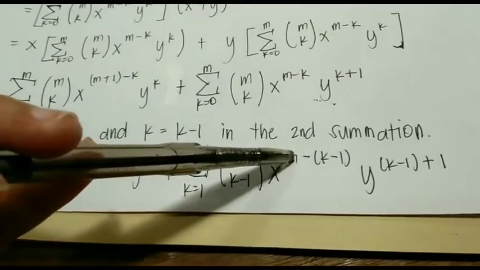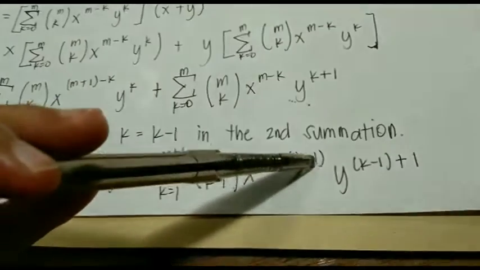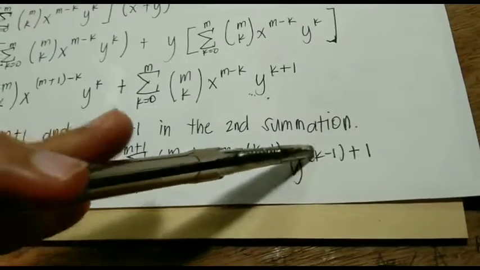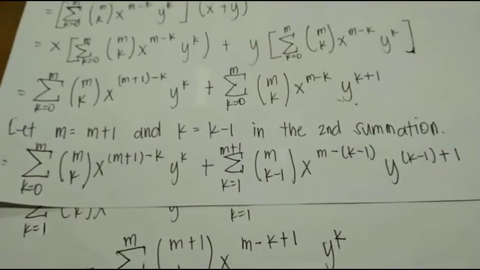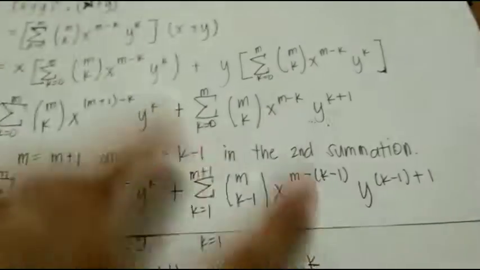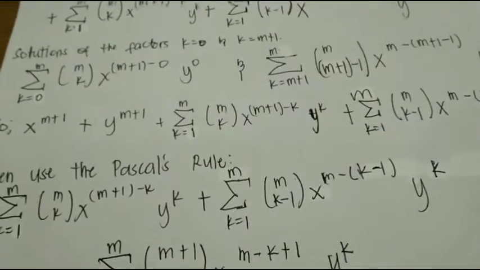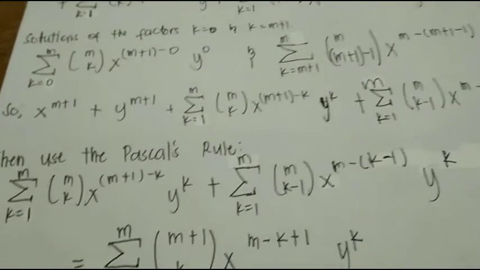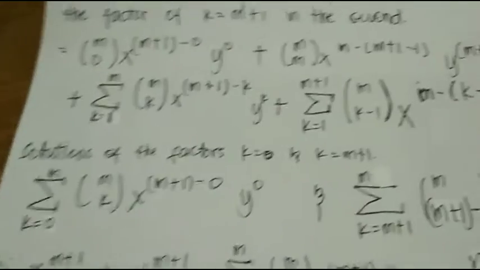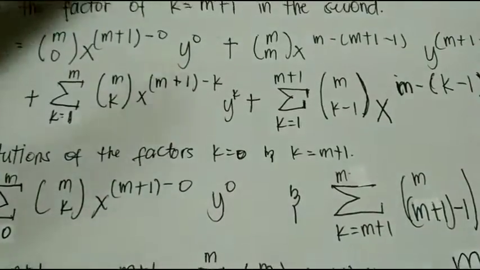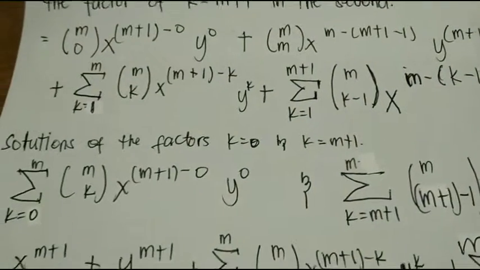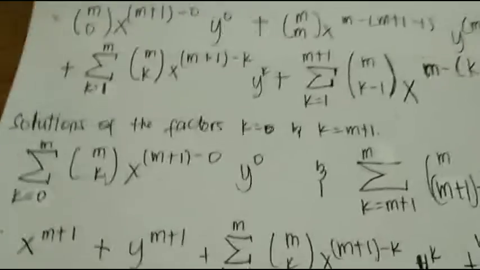X with the power of m minus k plus minus 1 and y with the power of k minus 1 plus 1. And the next step is to take out the factors. So take out the factors of k is equals to 0 in the first summation and the factor of k equals m plus 1 in the second summation. So minus the solutions of the factors of k is equals to 0 and k is equals to m plus 1.